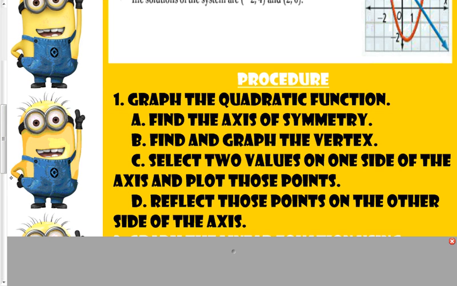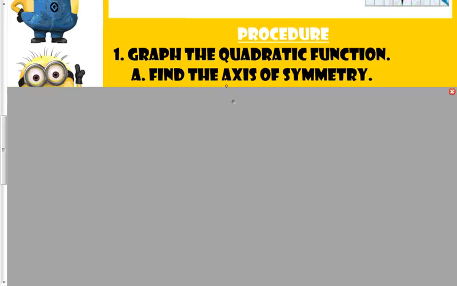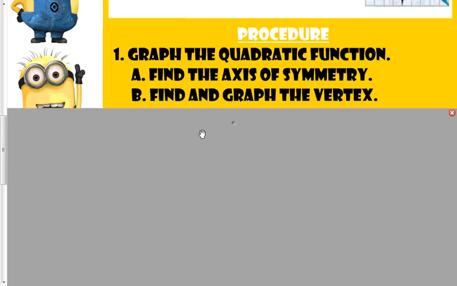And here is a procedure for it. The big thing is just remembering how to graph both quadratic and linear equations. So first, graph the quadratic function. So find the axis of symmetry. To find the axis of symmetry and also the vertex, we do minus b over 2a. So we take minus b, the negative of the b value, divided by 2 times the a value, to find the x. And then we can plug that in to find the y. That would be finding the vertex and the axis of symmetry.